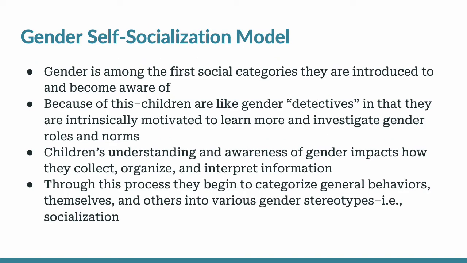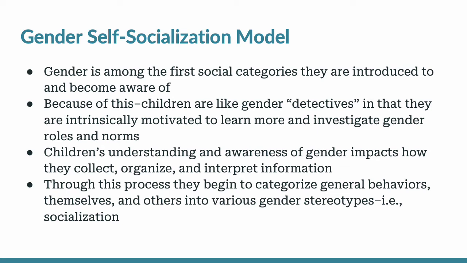Last up for our theories is the gender self-socialization model. The previous theories we've discussed have shown how external relationships in society socialize us into gender roles, but children also self-socialize. Gender is usually one of the first social categories that they are introduced to and become aware of throughout their development. Because of this, children become something like gender detectives, in that they are intrinsically motivated to learn more and investigate what gender roles and norms mean.